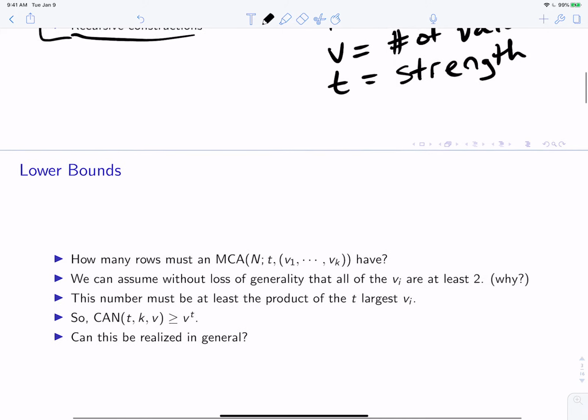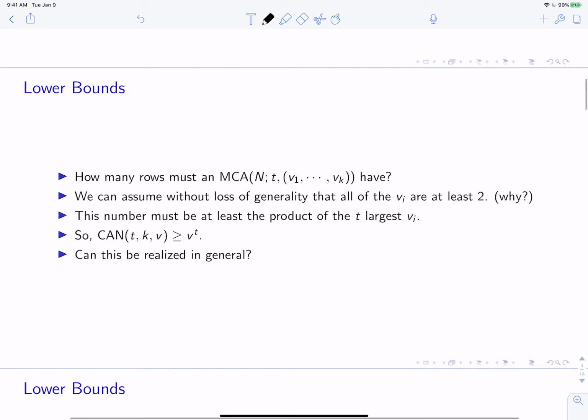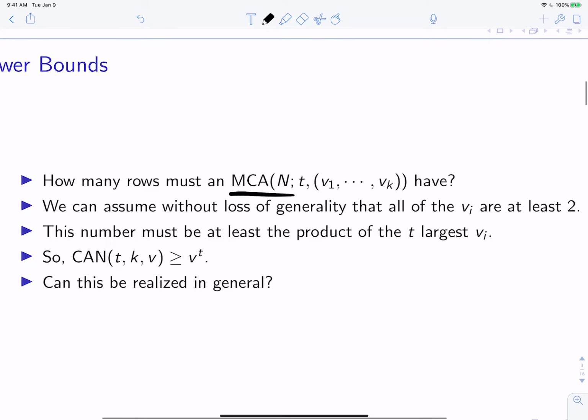Okay, so let's first talk about lower bounds. In general, we don't know the exact number of rows for covering arrays, and we'll see that. But if we don't know the exact number, what people want to do is say, here's a lower bound and here's an upper bound, and the true answer must lie in between them. So we want to figure out the fewest number of rows that an array could possibly have. Let's first talk about the mixed case.